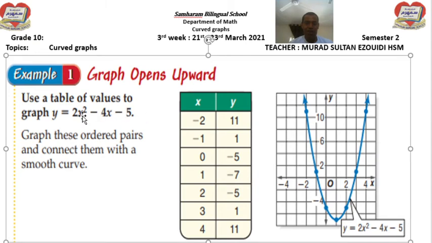When x equals minus 2, it will be 2 multiplied by minus 2 squared. It will be 8, minus 4 multiplied by minus 2, it will be 16. 16 minus 5 gives 11.